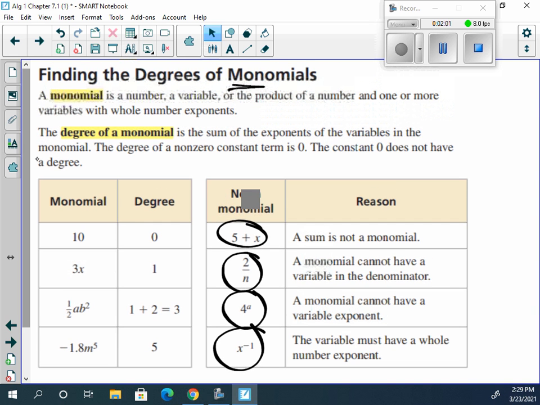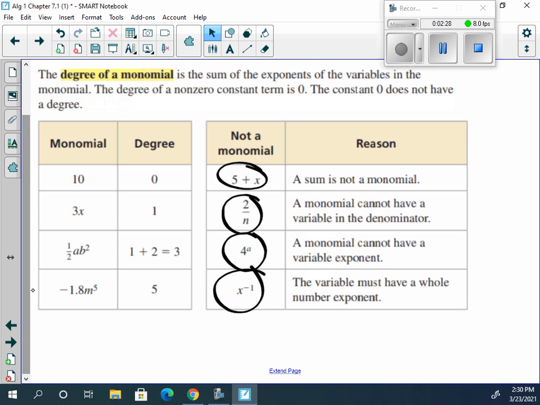Now, the degree of a monomial, what we do is we take all of the exponents that the variables have in that term and add them together. Now, the first one is 10. There's not a variable with 10, correct? The degree is 0. Whenever there's not a variable written, it is automatically 0. Now, the next one we have, and it's already got the degree listed, we have 3x. Well, since there is not an exponent written with x, it is understood to be 1. So the degree would be 1.